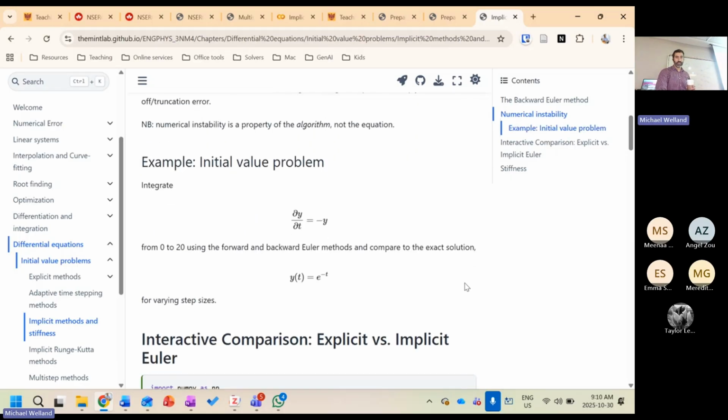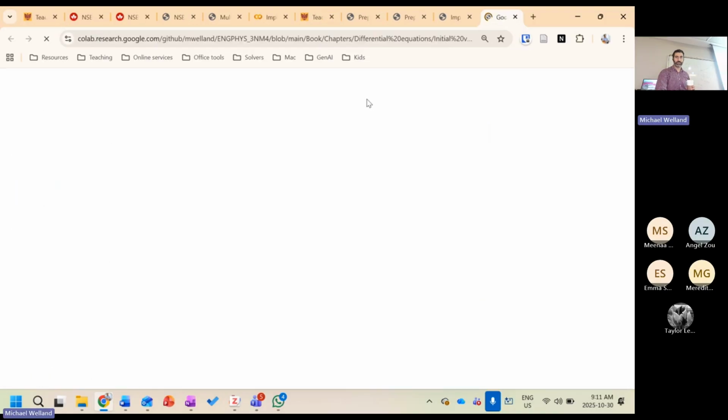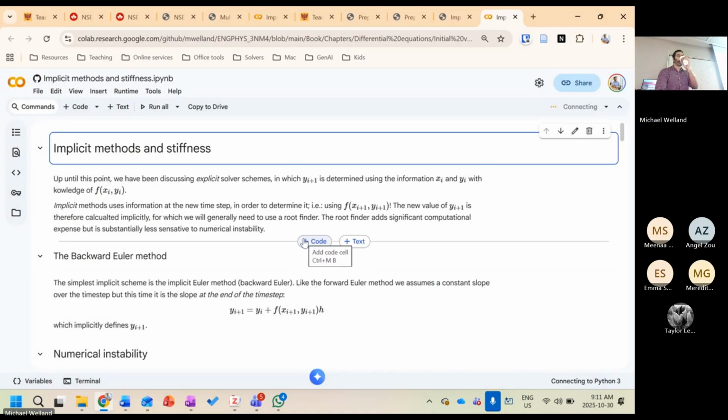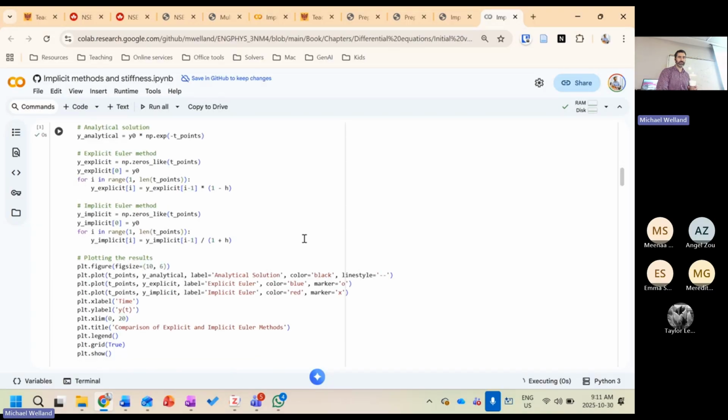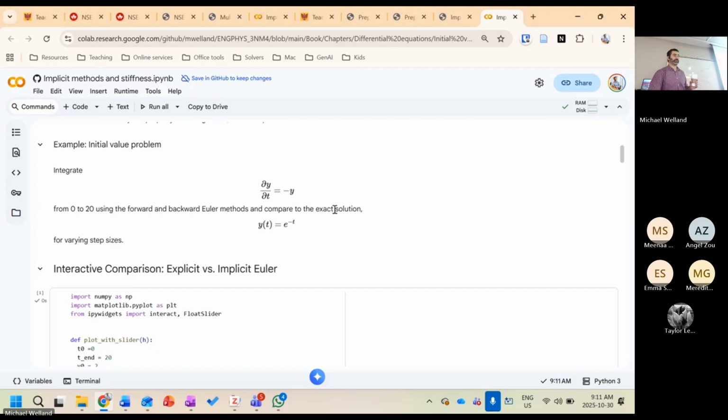So this is not working, so I'm going to kick it over to Colab. And I'm going to tell it to run all. Yes, run all. All right. What we're doing here, we're solving the simplest differential equation ever. Okay? What is the solution to this equation? Right? Exponential decay, super well behaved. It doesn't get any simpler than this.